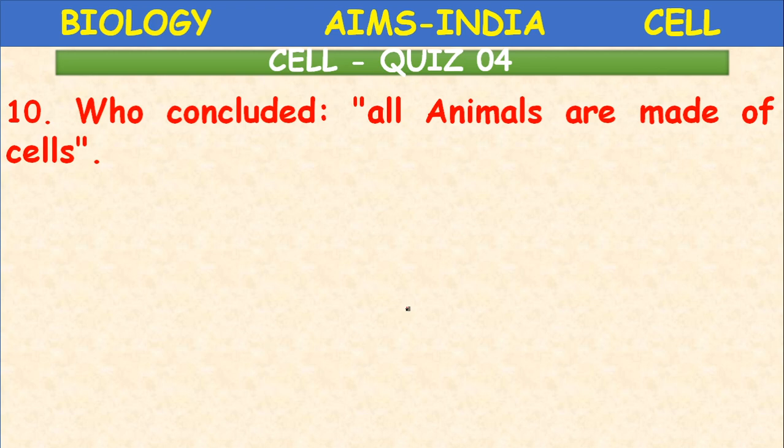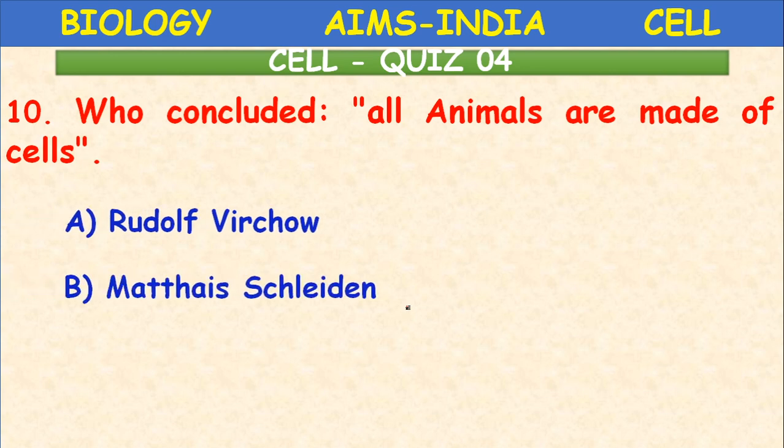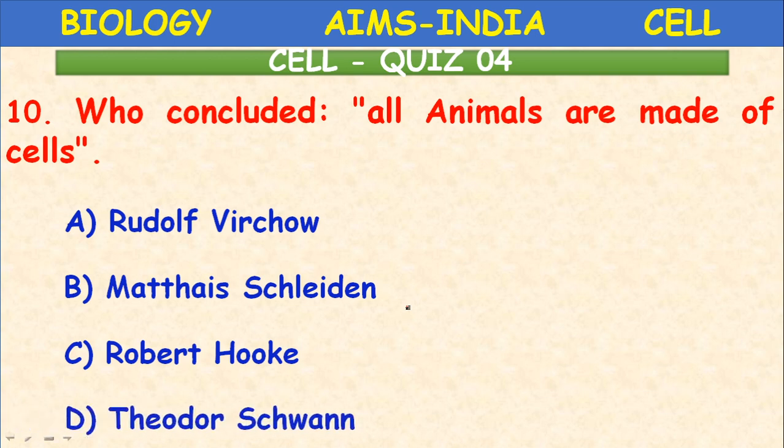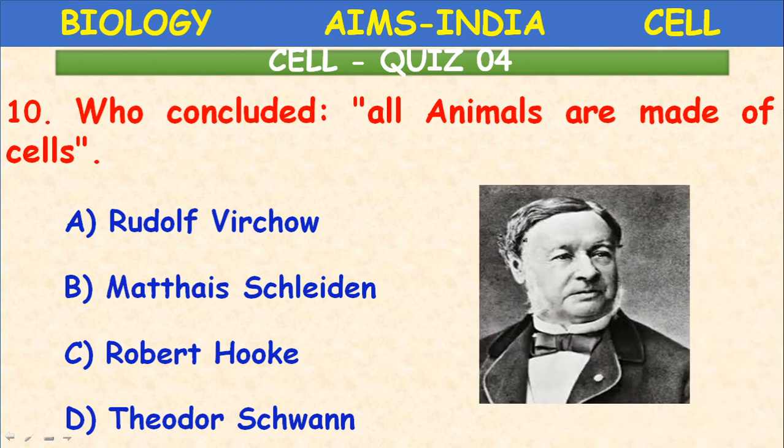Who concluded all animals are made up of cells? Rudolf Virchow, Matthias Schleiden, Robert Hooke, or Theodore Schwann? A zoologist by name, he is the person, though in the textbook it is not there. Who is he? Theodore Schwann. He is the zoologist who observed the different animal tissues and proposed that all animals are made of cells.